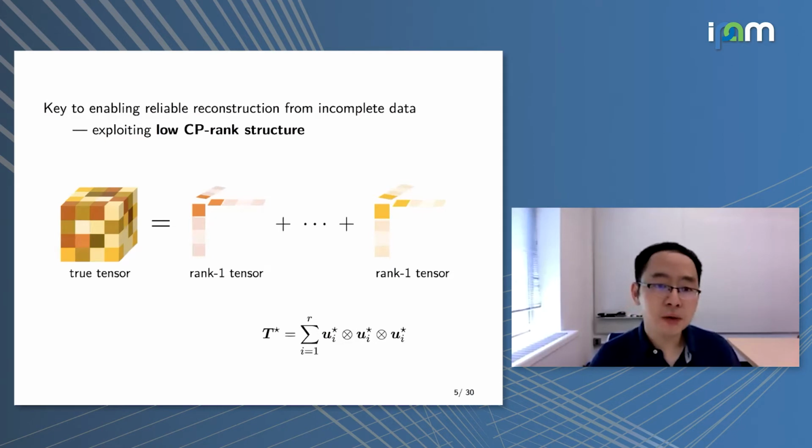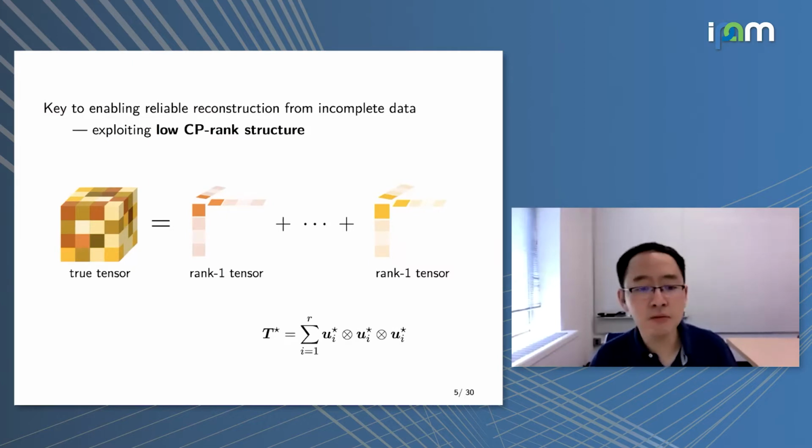In general, we know that this is impossible because we're doing subsampling, unless we can exploit some low complexity structure that makes things, at least information theoretically, possible. Throughout this talk, I'm going to focus on the very commonly assumed low complexity structure called low CP rank structure. Essentially, we are assuming the ground truth tensor can be decomposed into a superposition of, let's say, R rank 1 tensors.